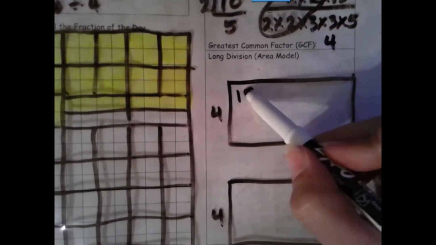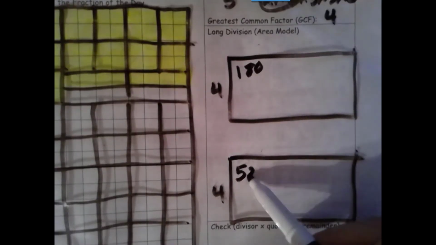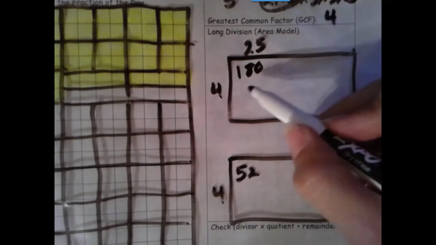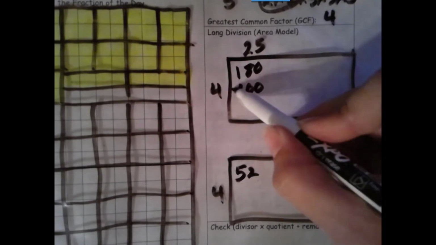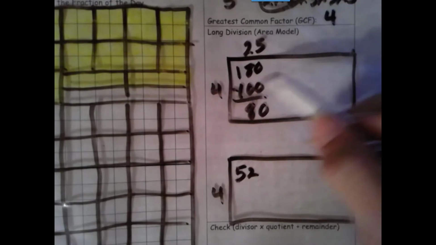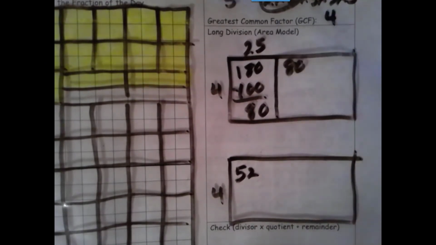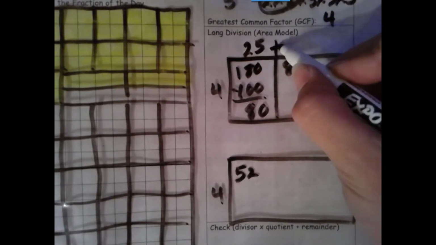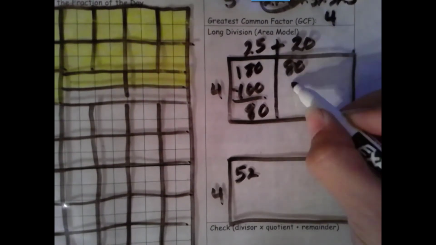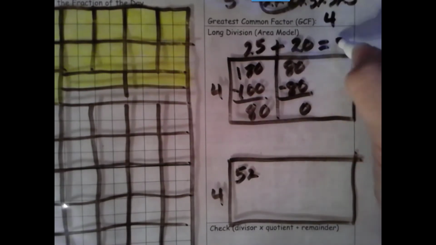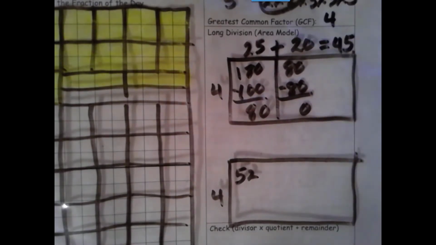Here I have 180, 52. So I know that 4 quarters gives me $1 or 100 cents. Numbers the same, zeros the game. More on top, no need to stop. Numbers the same, zeros the game. Bring 80 up here. And I know that 20 times 4 will give me 80. Numbers the same, zeros the game. 25 plus 20 more, those partial quotients equal 45.